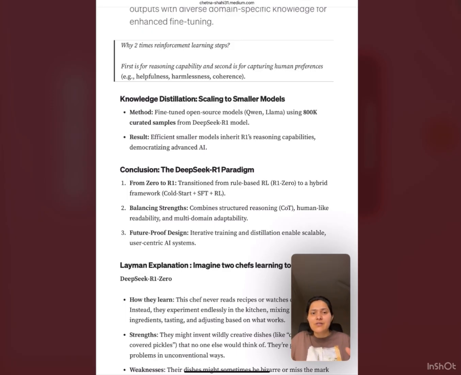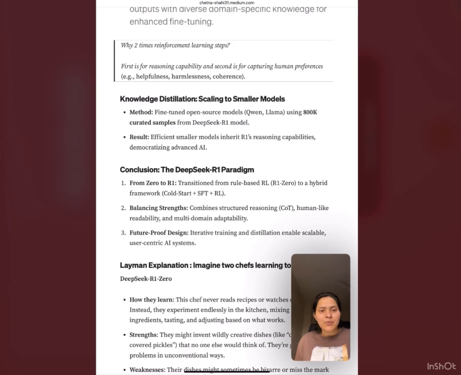So what they have done is that they have fine-tuned other open source models like Qwen and Llama using the output of the DeepSeek-R1 model. They have taken around 800k curated samples from the DeepSeek-R1 model, fine-tuned the existing open source models like Qwen and Llama, and prepared the distilled models, which can be used by you and me for our work.